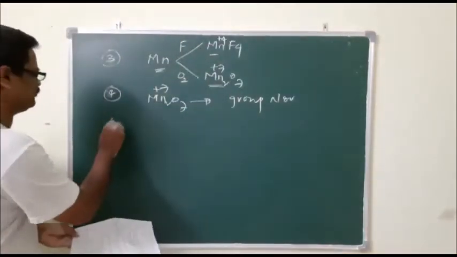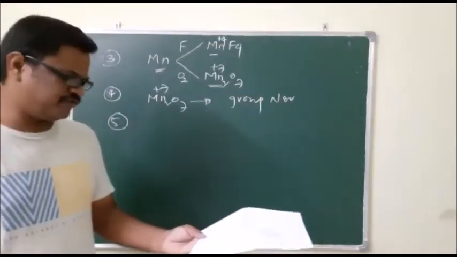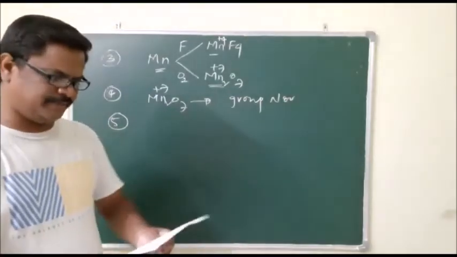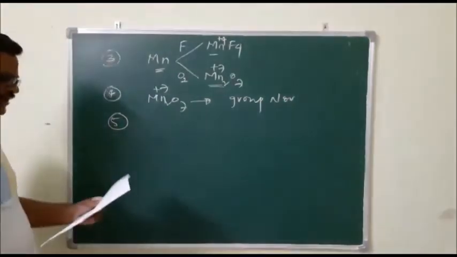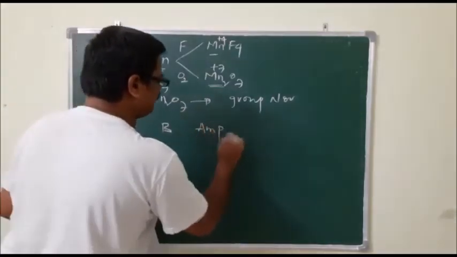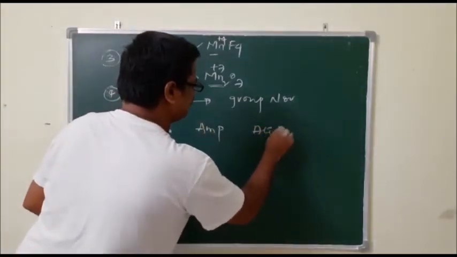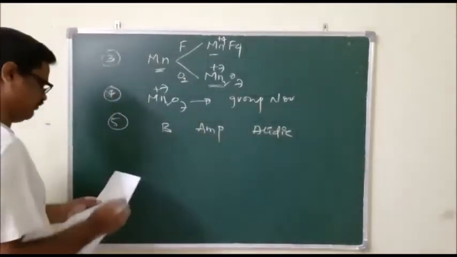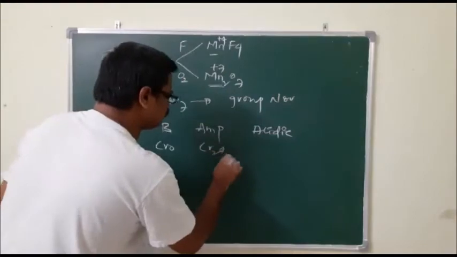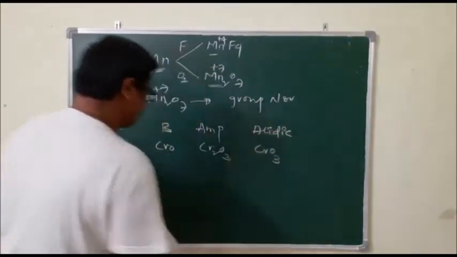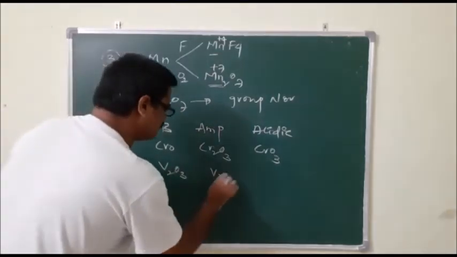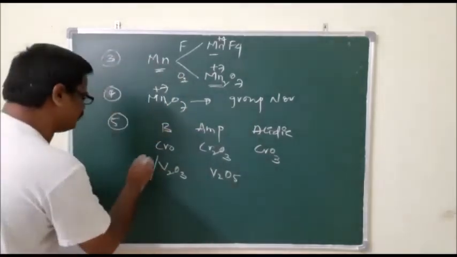Coming to the fifth question, the acidic, basic and amphoteric oxides of chromium. Don't forget, if the data gives basic, amphoteric and acidic, observe these three. For chromium, CrO, Cr2O3 and CrO3 will be there. For vanadium, V2O3 and V2O5 will be there, or VO also we can write.